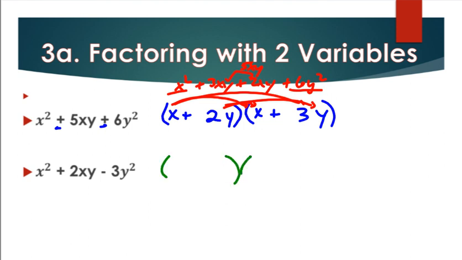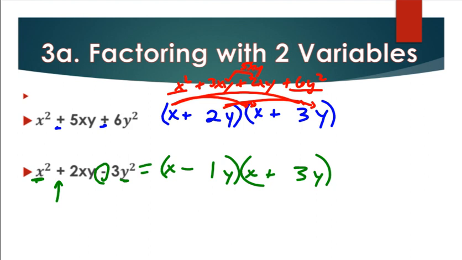Next one, our two binomials. Starts with x, they end with y's. So I'm just looking at where they start, where they end. Since this is a negative sign, I know that one of them has to be negative. The other one has to be positive. The bigger number has to be positive because the middle term is positive. So in order to get negative 3, I need to have a positive 3 and a negative 1. Because negative 1 times positive 3 is negative 3. But a negative 1 plus 3 gives me a positive 2. So this would be my two binomials.